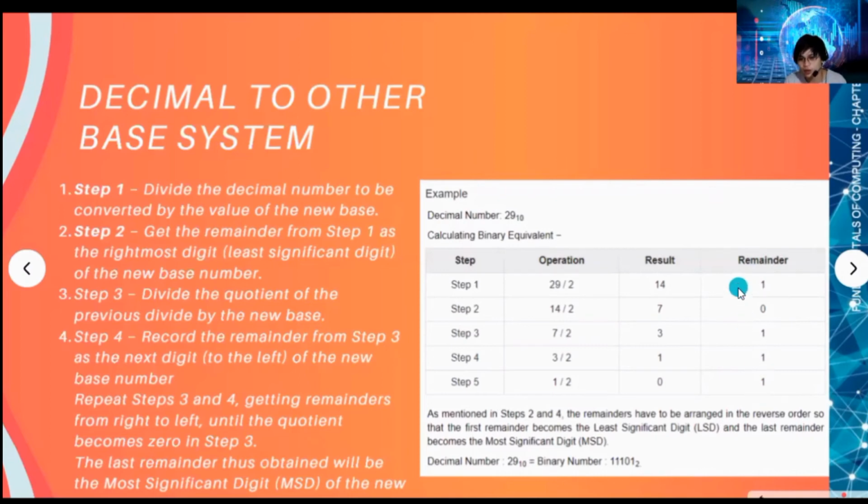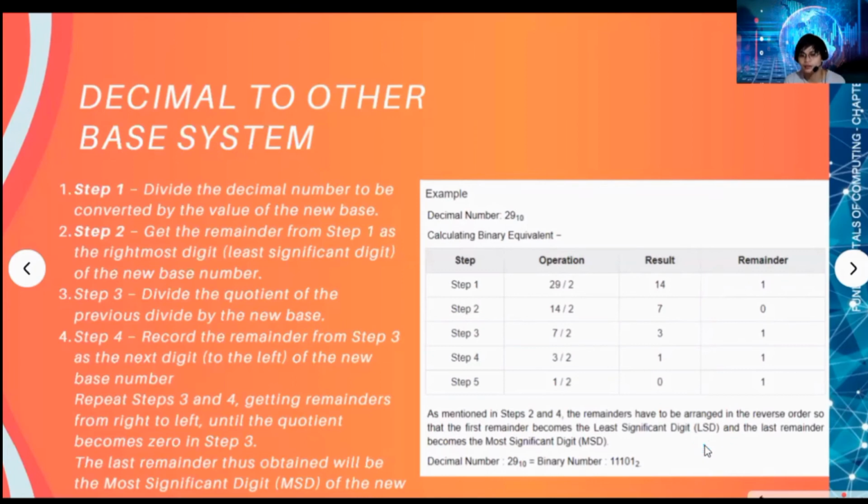So to get your answer from decimal to binary, you divide by 2, right? And you take the remainders, that would be 1, 1, 1, 0, 1. Start here. Okay, so as mentioned in steps 2 and 4, the remainders have to be arranged in reverse order from bottom to top, so that the first remainder becomes the least significant digit.